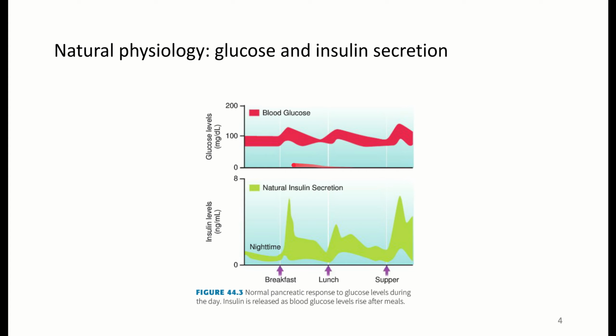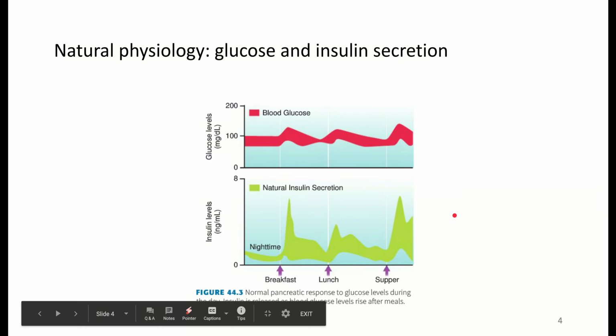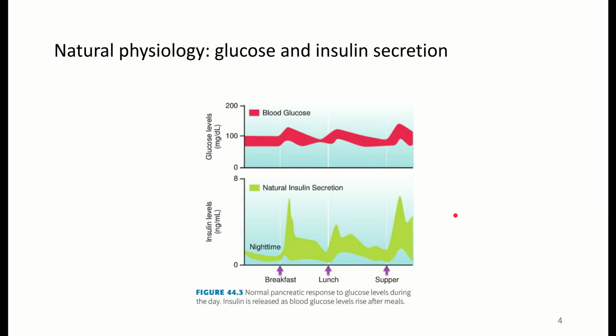In the second figure here, you can see the insulin levels in green. The insulin level is never zero because the healthy pancreas always maintains a basal or a minimal level of insulin throughout the day. You can see that the insulin level peaks in response to mealtimes. At mealtimes, there is a sharp increase in insulin secretion in response to the increase in blood glucose levels.